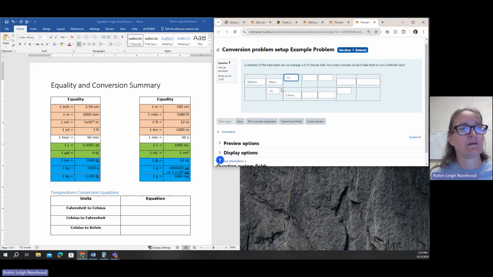Notice that I am putting the unit directly after the number. And then I can go to feet. So there's 12 inches is 1 foot. And then I can go to miles using the 5,280 feet. And then the abbreviation for mile is MI. And then we can use the speed that the person runs. So they can run 1 mile in 6.75 minutes, and minutes is abbreviated MIN.